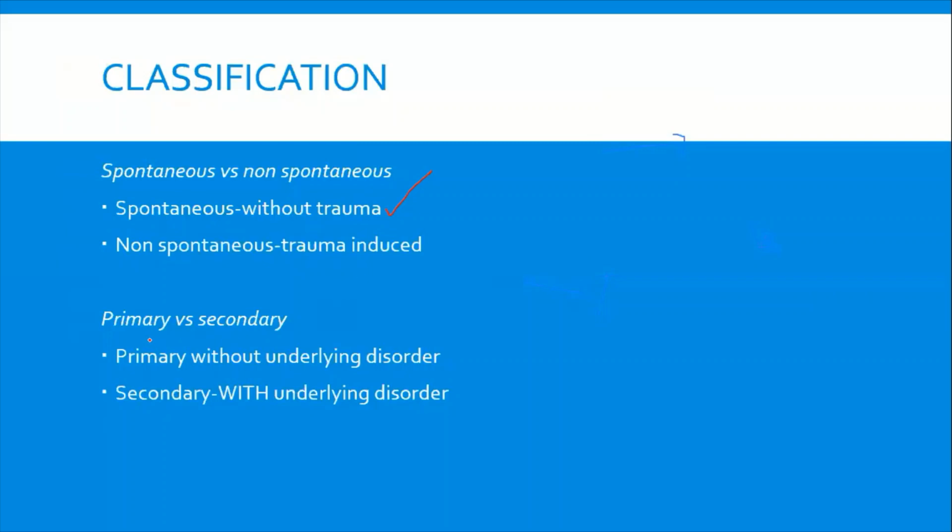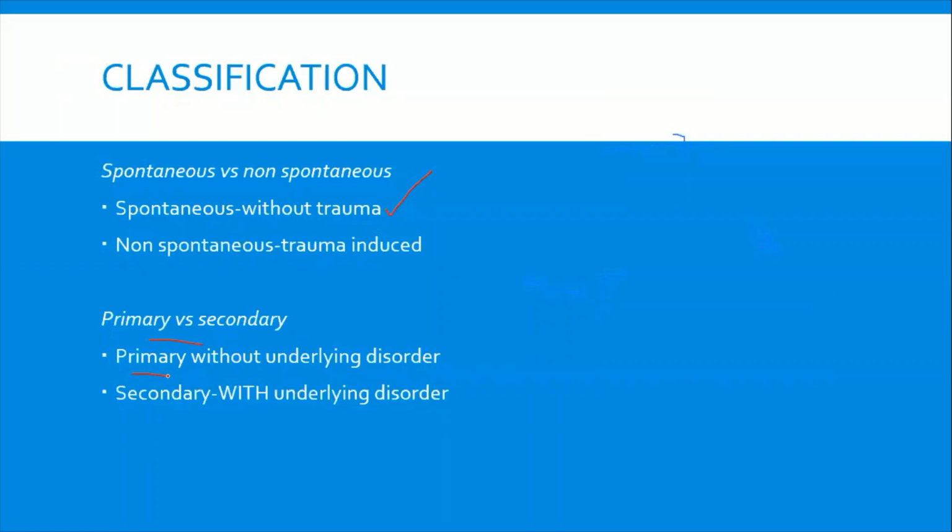Primary versus secondary. Primary is a pneumothorax in a patient without any underlying lung or connective tissue disorder that is predisposing the patient to pneumothorax. And secondary is when the patient already has an underlying disorder and that is what is causing this pneumothorax.